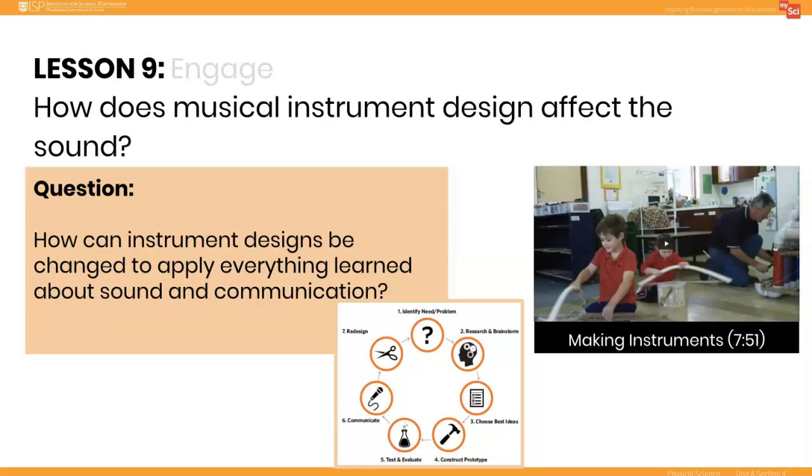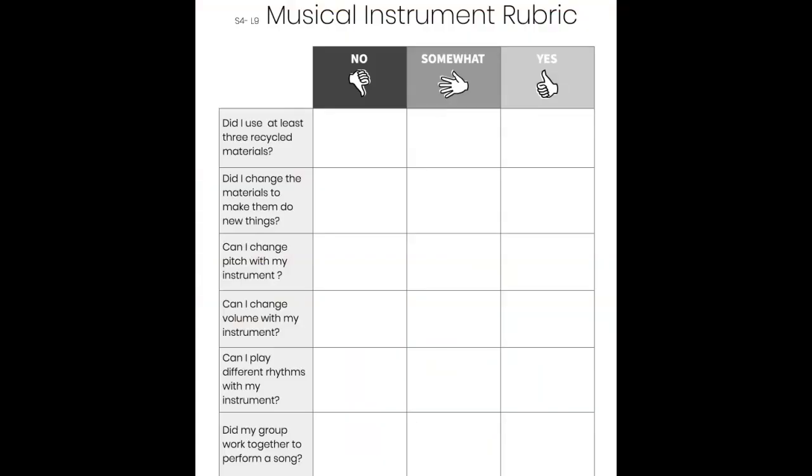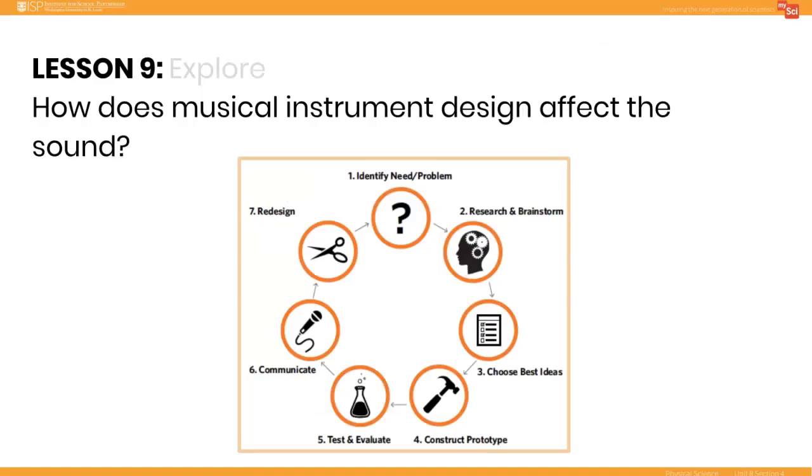Have students reflect on their instrument drawings and discuss their ideas with a partner. Go over the musical instrument page in the student journal so students are clear about your expectations when they are creating their musical instruments. In the Explore portion of this lesson, groups will work together to discuss their designs.